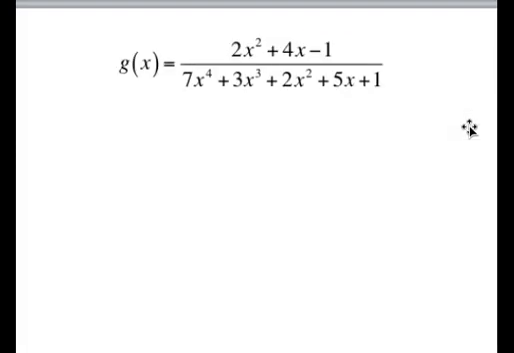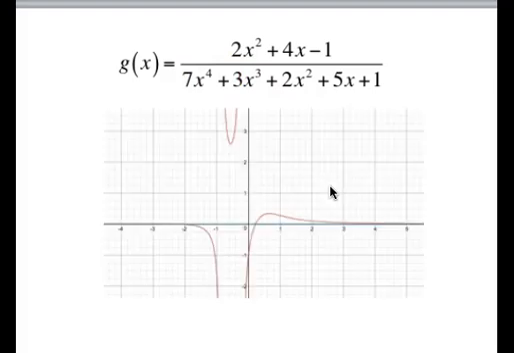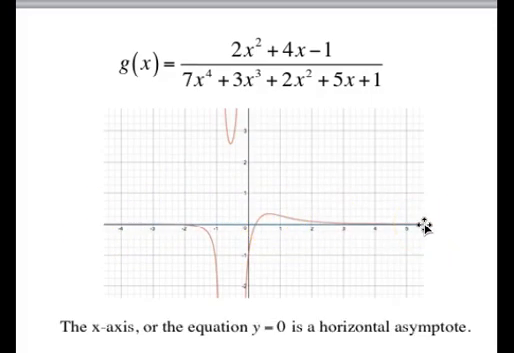So here's another case for us. 2x squared plus 4x minus 1 over 7x to the fourth plus 3x cubed plus 7x squared plus 5x plus 1. Is this bottom-heavy? Highest power of the top, 2. Highest power of the bottom, 4. Bottom-heavy fraction. So if that's the case, there should be an asymptote at y equals 0. Do we see it? You can sort of see it, that we have all this crazy stuff going on in the middle, but as the function settles down, as we go into large negatives or large positives, the function starts to kiss the x-axis. So indeed, the x-axis, or the equation y equals 0, is a horizontal asymptote.